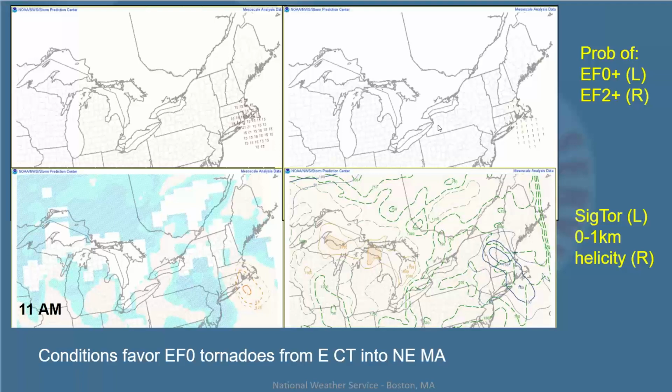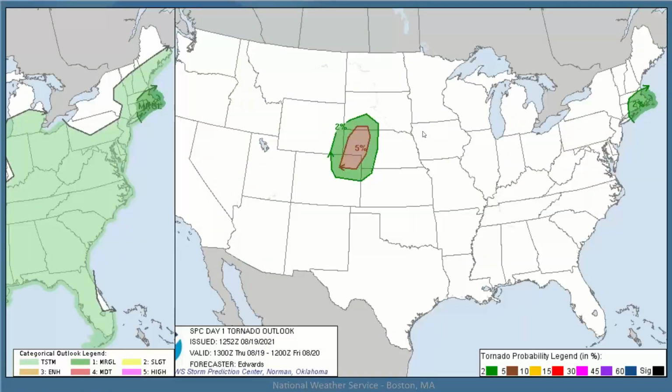The other thing is sometimes we look at the SIG-TOR parameter, or the significant tornado parameter. You have to take this with a grain of salt, but these are further resources that we can look at to confirm our suspicion or hypothesis. And this is the SPC, Storm Prediction Center. They highlighted a 2% probability of tornadoes across northeast Connecticut into eastern Mass.